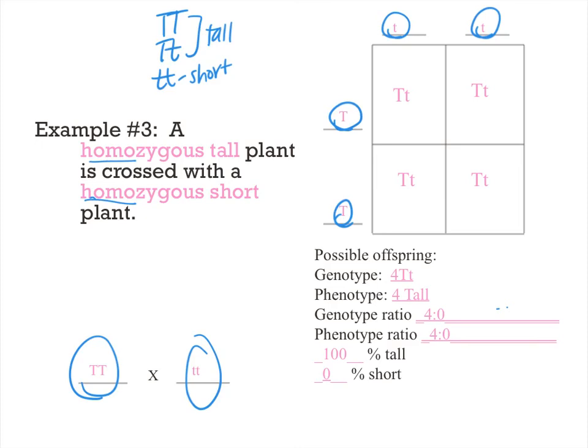But anyway, when we fill these in, we bring this one over and this one down, and the big T's will always come first. Then you will get your answer here. And all of the offspring are the same. They're all heterozygous. 4 big T, little t's, and 4 that are all tall. And so you would write the ratio 4-to-0 because you need at least 2 numbers in a ratio. And of course that would be 100% tall, 0% short. Anytime you cross a homozygous dominant with a homozygous recessive, you are going to see this ratio.